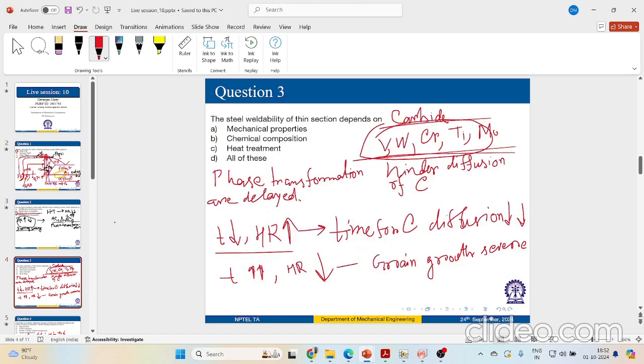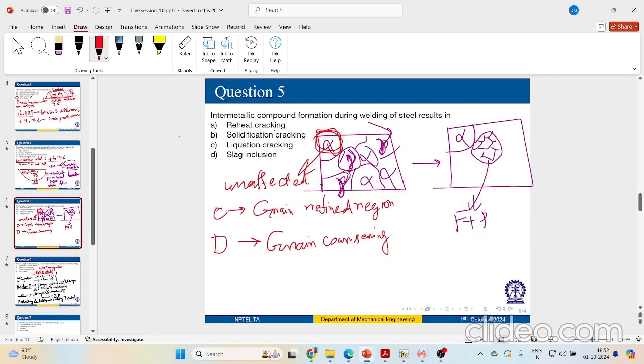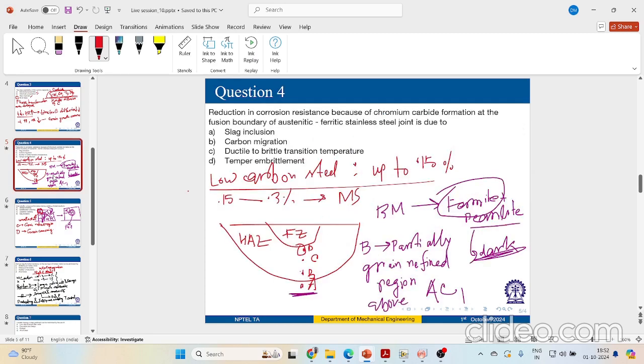What next? Next is steel weldability of thin section depends on, of course, mechanical property, yes, chemical composition also, yes, heat treatment also depends on. So all of these is my correct option. Okay, so we'll be talking about this corrosion resistance maybe in some time, if we get some time.